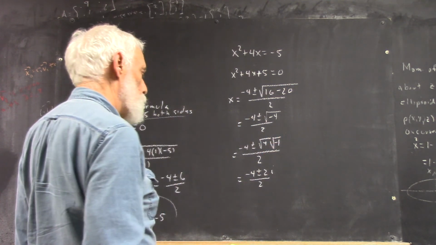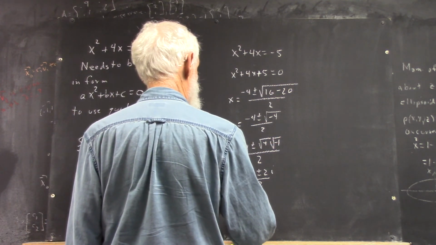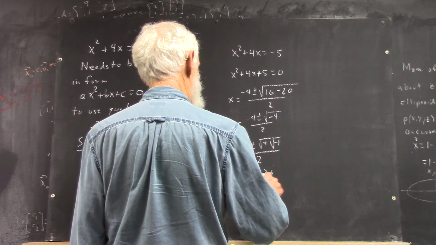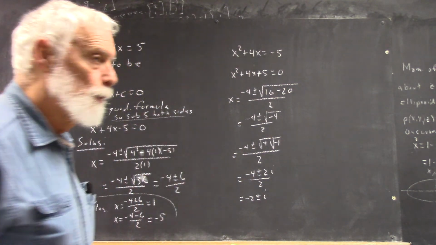So the square root of negative 1 is i, and the square root of 4 is 2. We have this, so we get negative 2 plus or minus i. Okay.